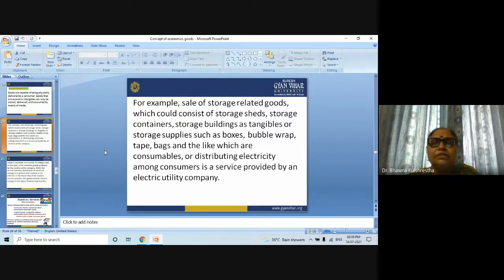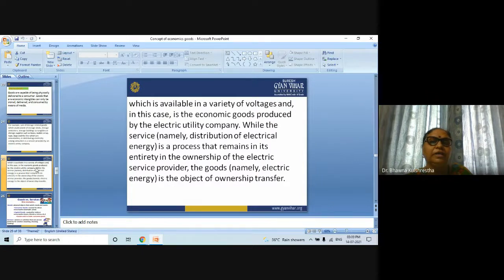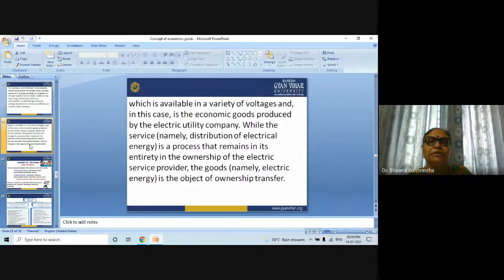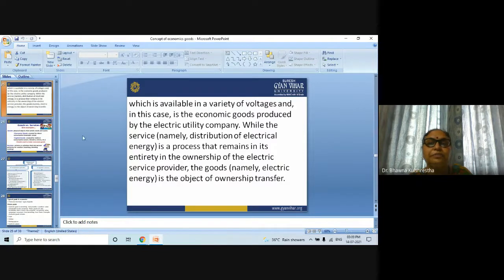In this case, for consumers, this service can only be experienced through the consumption of electrical energy, which is available in a variety of voltages, and in this case is the economic good produced by the electric utility company, while the service, namely distribution of electrical energy, is a process that remains in its entirety in the ownership of the electric service provider.